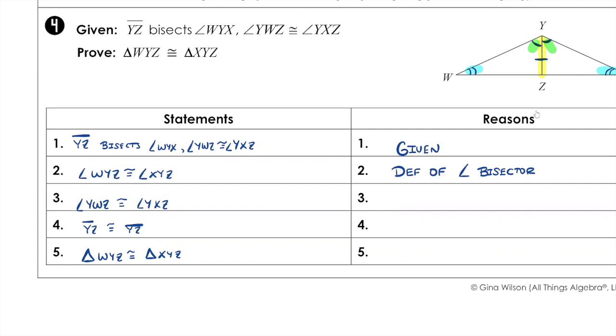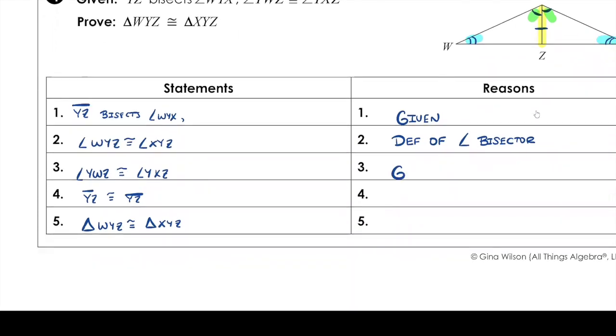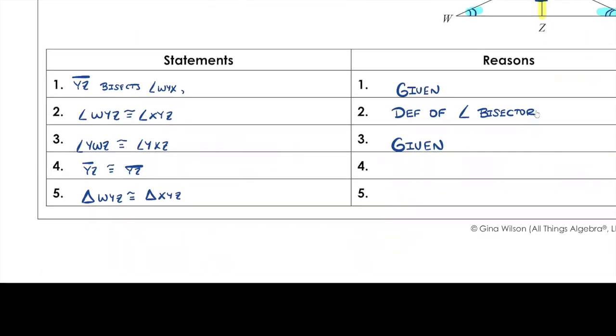What's the next one? It's part of our what? It's part of the given. Why is YZ congruent to YZ? Reflexive property of congruence, good. Why is it reflexive? Shared side.